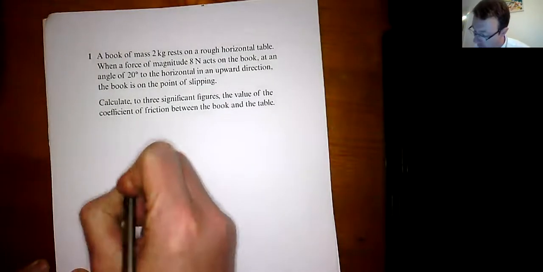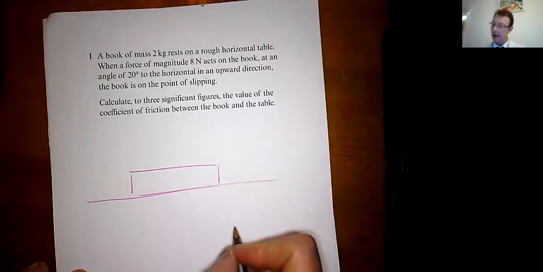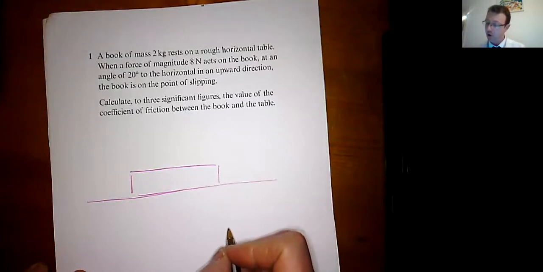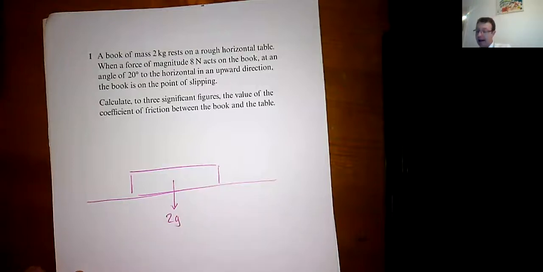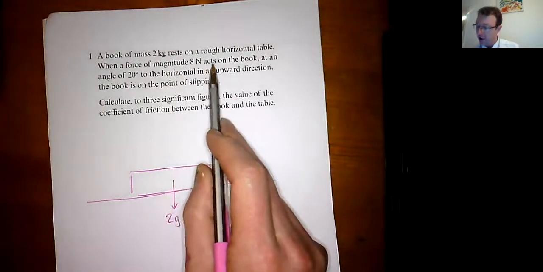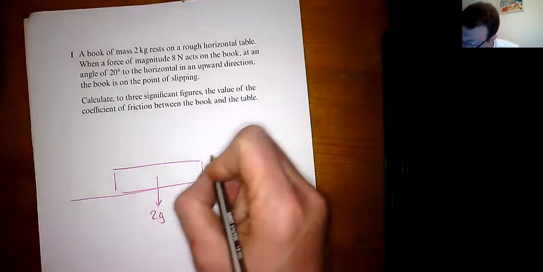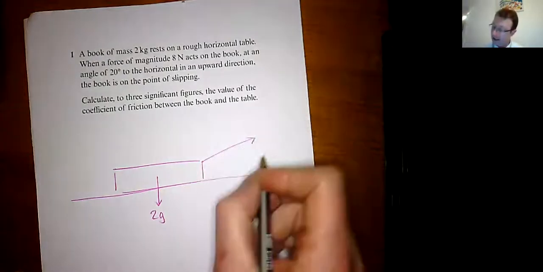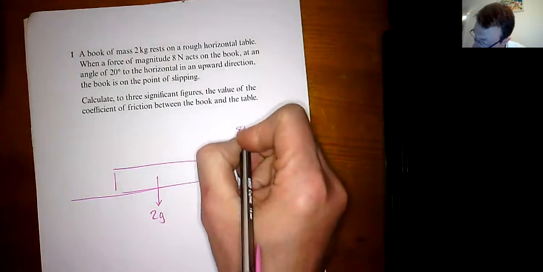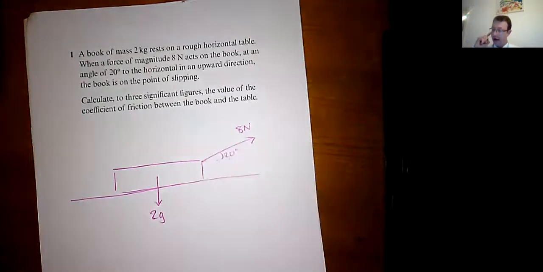So I've got a book resting on a rough table, okay. The book is of mass 2 kilograms. It says when a force of magnitude 8 newtons acts on the book at an angle of 20 degrees to the horizontal. Let's do that then. So that means we've got this force acting like that. It's 8 newtons, and that angle there is 20 degrees. That's how we'll draw that.